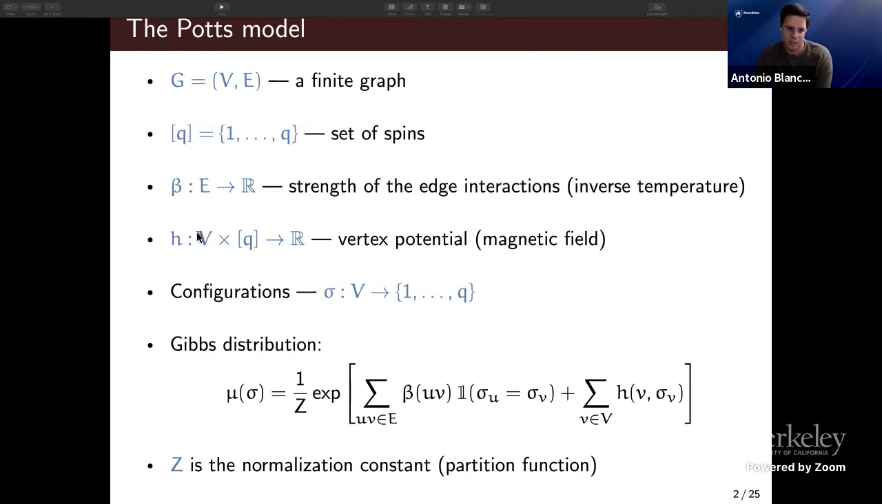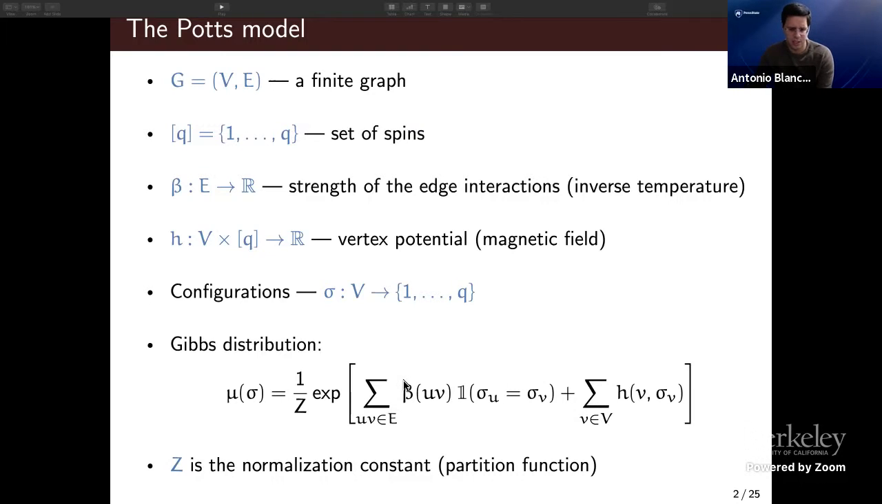And in again a general form, it's a function from the set of vertices times the spins to the real numbers. So essentially, for every vertex, we may have a different vertex potential. And depending on the spin that this vertex is assigned, it gets a different potential. Okay, so now the configurations are the set of assignments from the spins to the vertices of the graph. So we can think of all the Q-colorings of the graph. Each Q-coloring will receive a probability, and this probability is given by the Gibbs distribution.